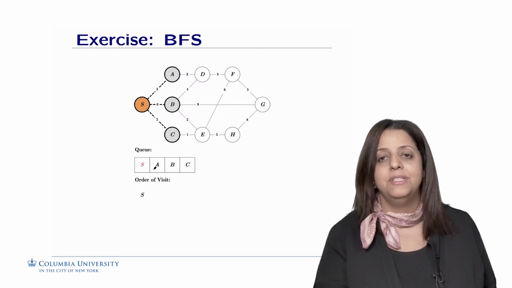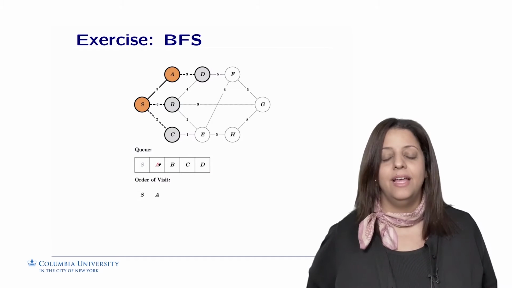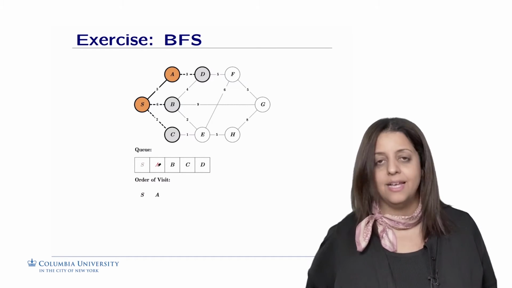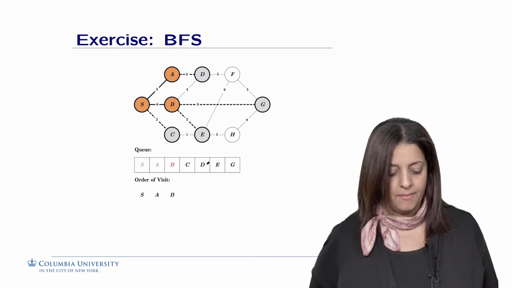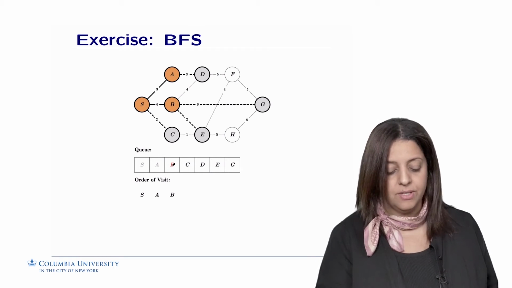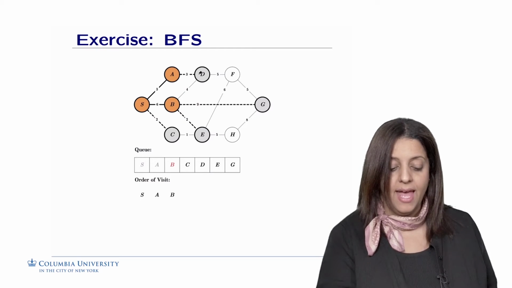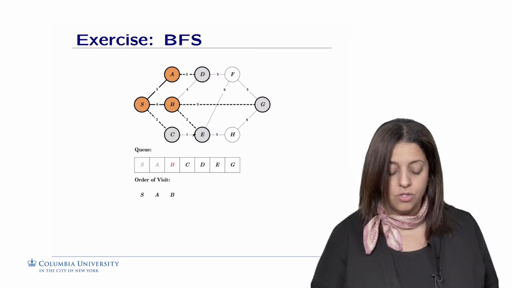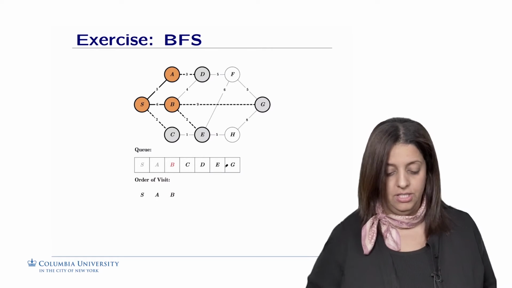All right, the next element to explore is A. When we explore A, we add A's children, and A has only D as a child, so we're going to add D. Afterwards, the next element to explore is B. So we dequeue B from the queue. B has D, G, and E. D and E are already in the fringe, so we're going to add G.